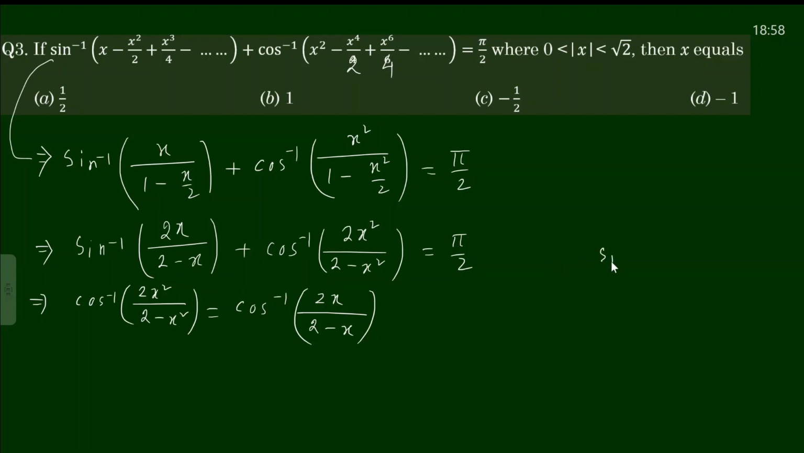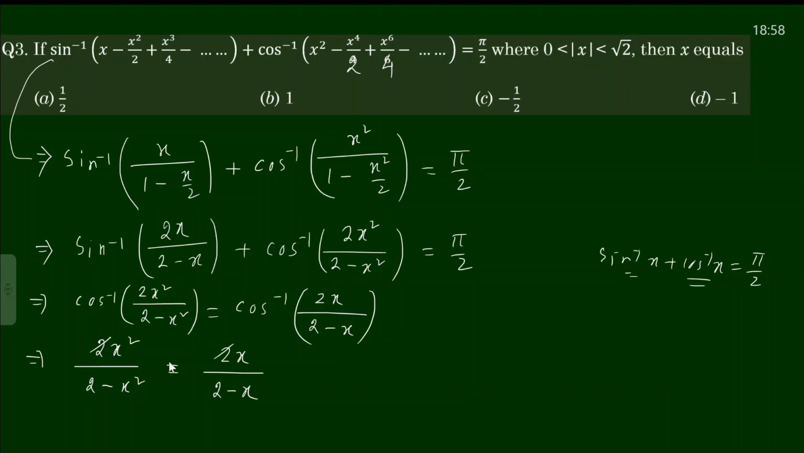We have this formula, sine inverse of x plus cos inverse of x is equal to pi by 2. Then cos inverse x is equal to pi by 2 minus sine inverse x, or sine inverse x is equal to pi by 2 minus cos inverse x. And we are using this formula here, and eliminate this cos inverse from both sides. So left hand side is 2x square divided by 2 minus x square, and on the right hand side it is simply 2x divided by 2 minus x.